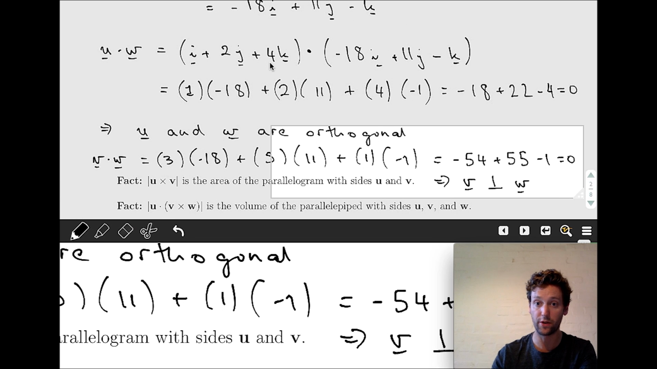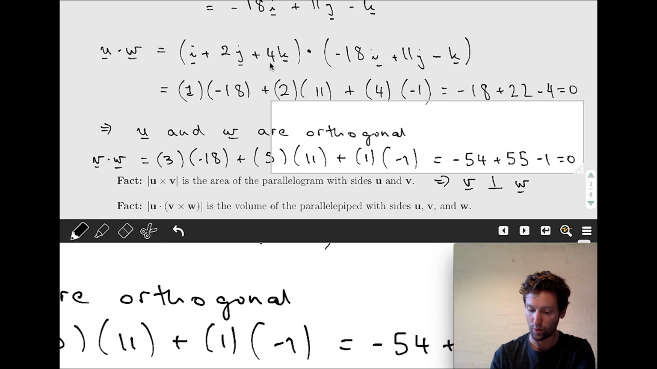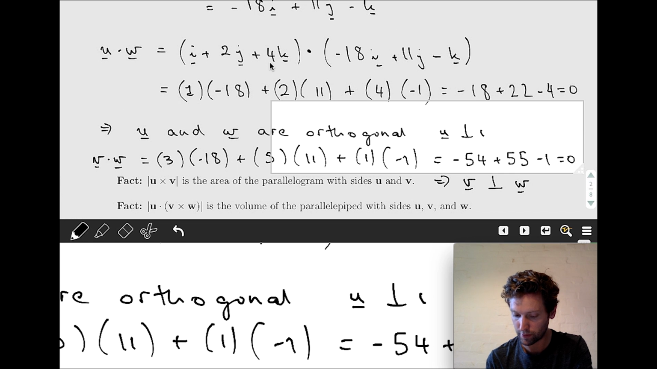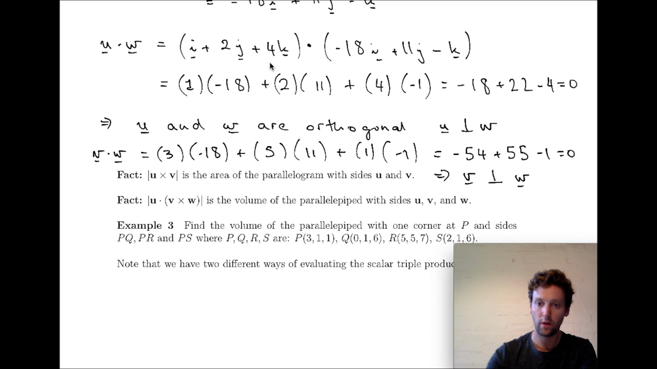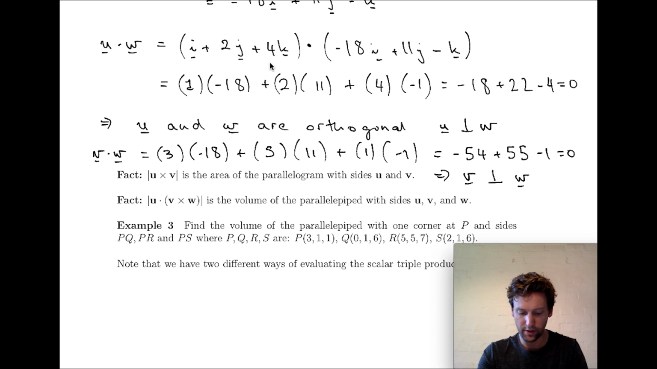So I've used a shorthand notation there for orthogonality. So we got u is perpendicular to w. So we saw that the cross product ended up giving us a vector w that was perpendicular to the original vectors. Now, what does the cross product actually mean?